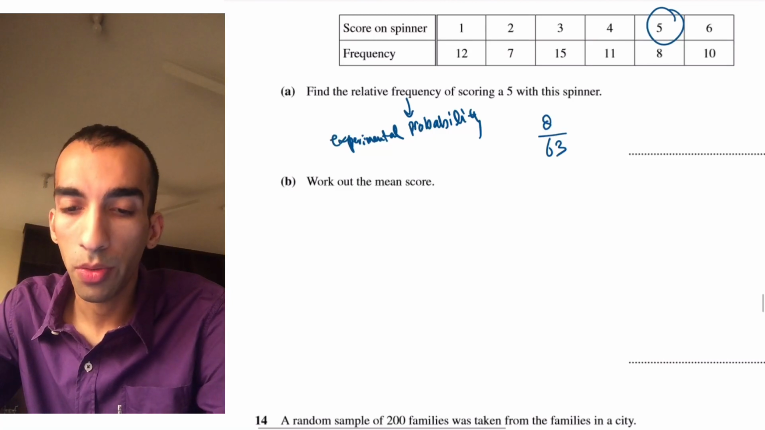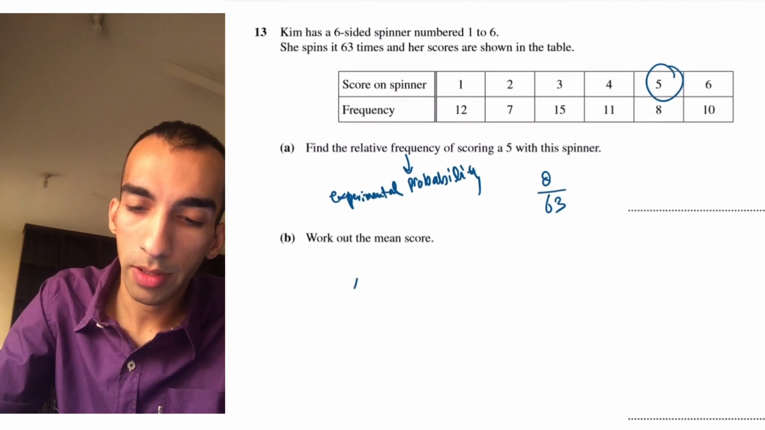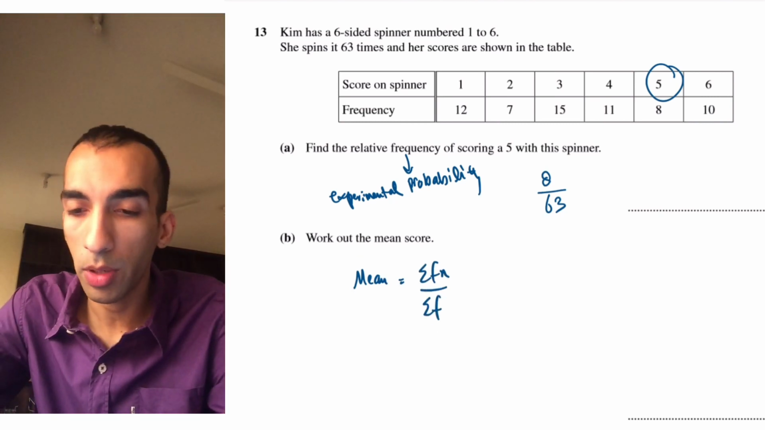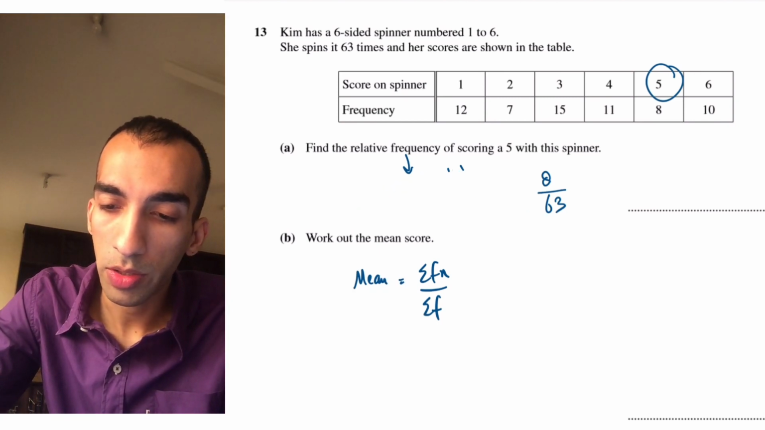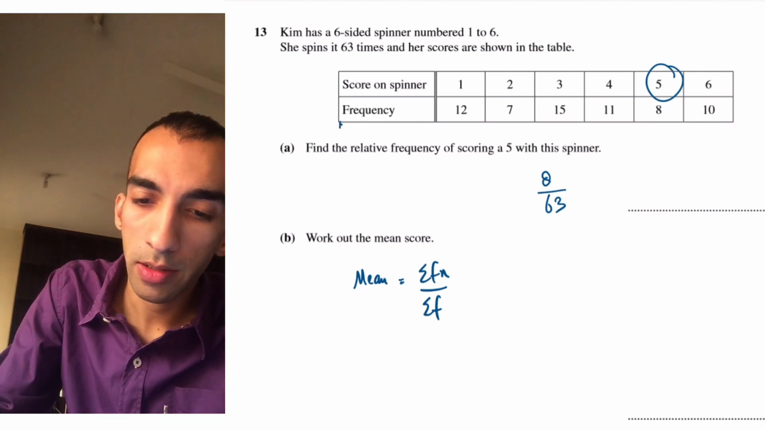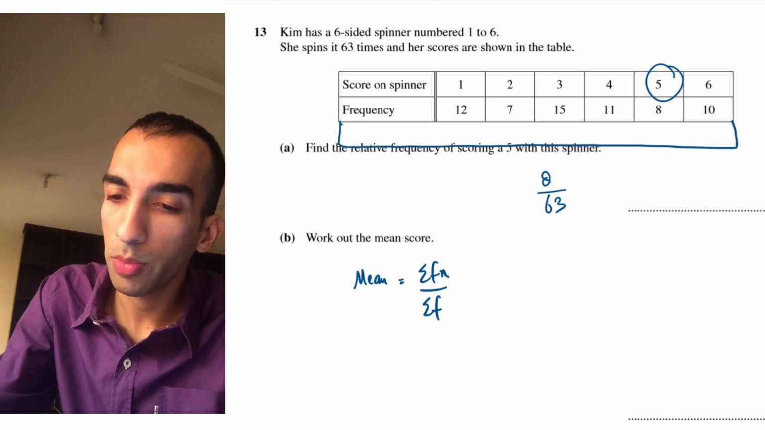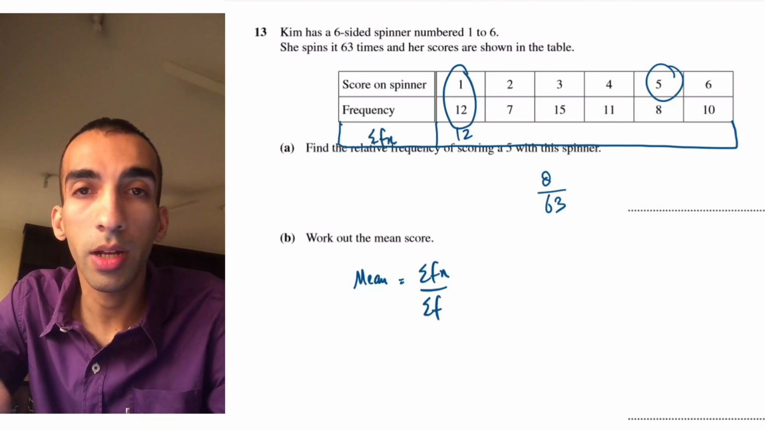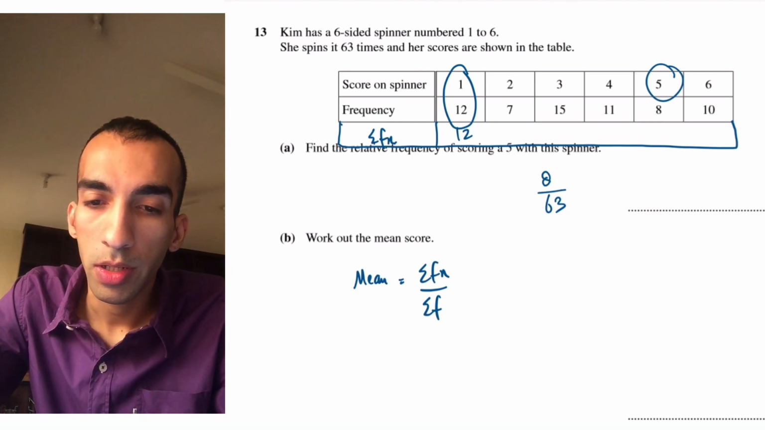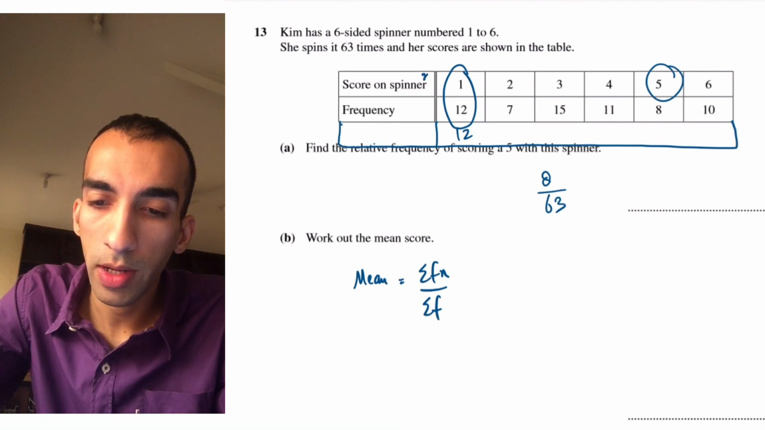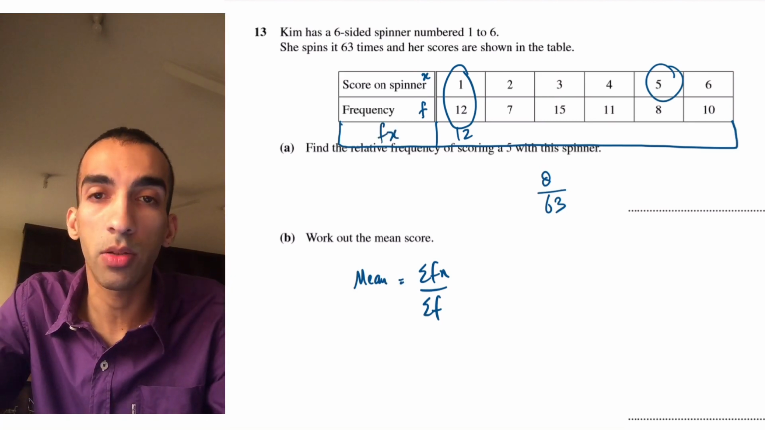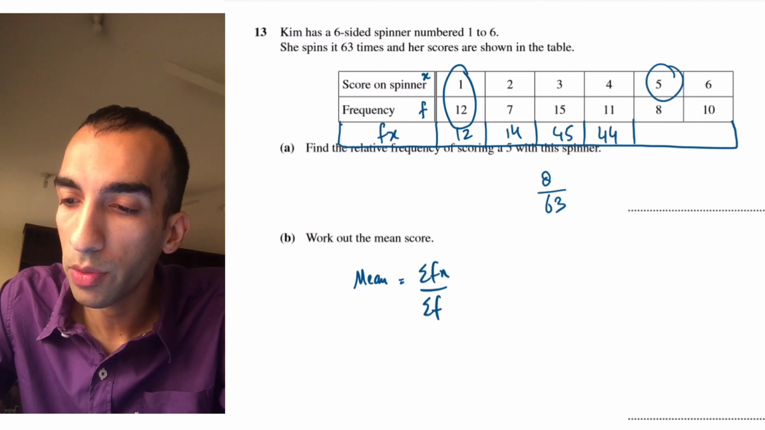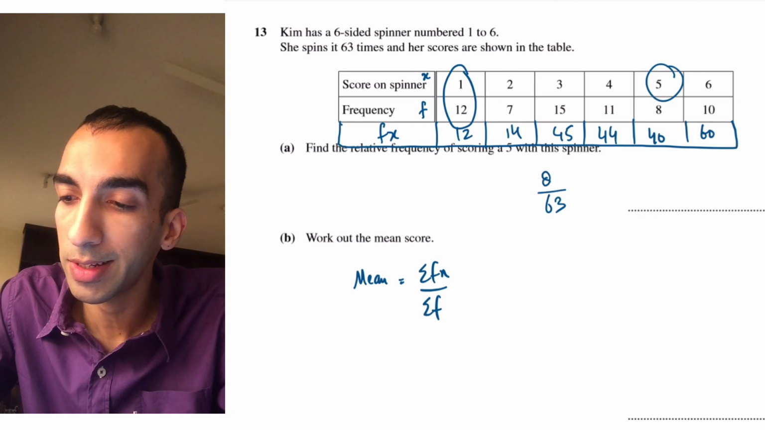Work out the mean score. Now, how do we calculate mean? Although that technically does not come under the topic of probability, since questions in CIE can come across multiple topics, we're supposed to be doing this as well. What we're going to do is multiply these two values, make a new row over here, label it fx. This is the value of x, this is the value of f, and if you write f into x, that means you're multiplying them together. 2 into 7 is 14, 3 into 5 is 45, 4 into 11 is 44, 5 into 8 is 40, 6 into 10 is 60.